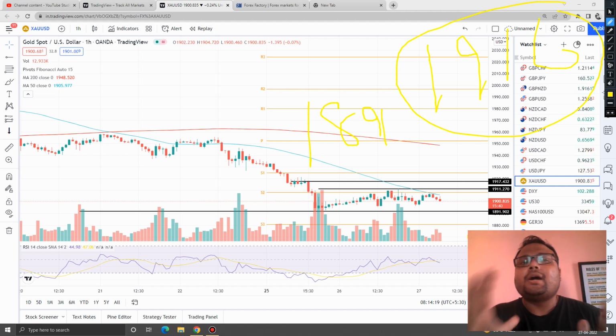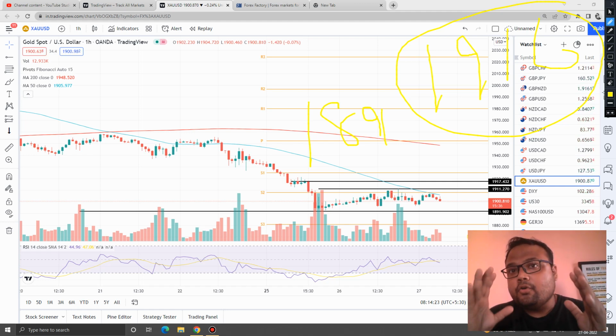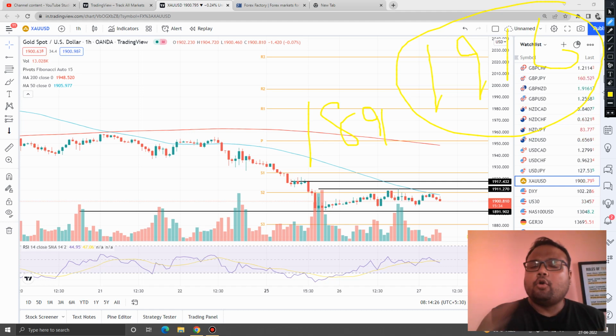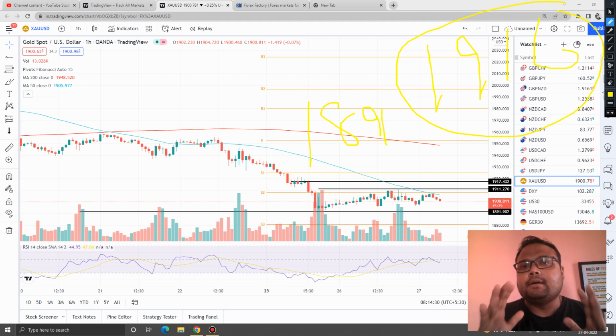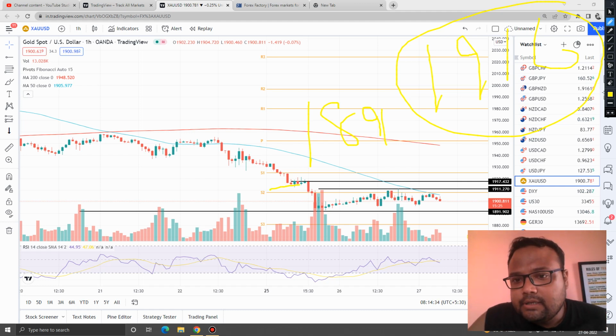So if we look at the chart of gold right now, we can see that gold is trading in a range. Overall the market is bearish. It means that overall sellers are dominating the market, but the present trend of gold is very much sideways. This is the present chart of gold in front of us.